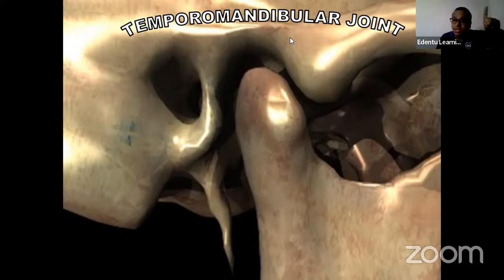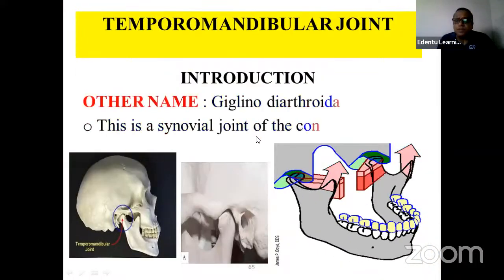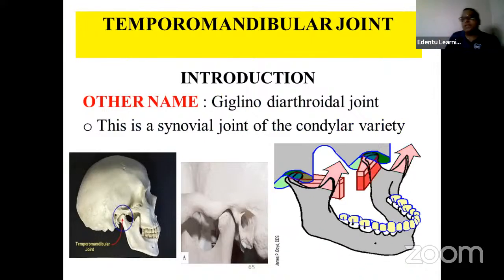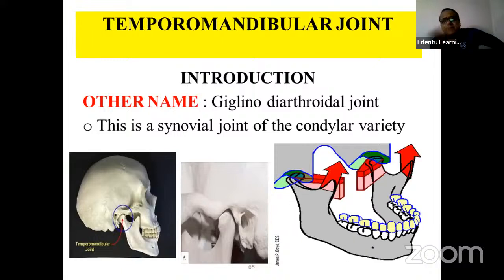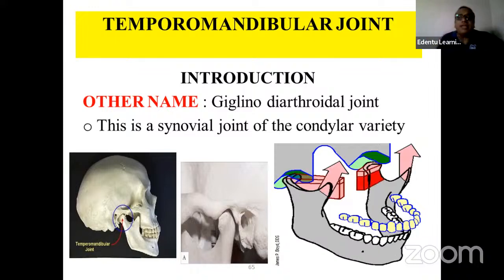Temporal, mandible joint. Temporomandibular joint. Right. So coming to the introduction, what are the other names of temporomandibular joint? See, we all have our nickname. Some will have Tinku, Chinku, Pinku, all common names will be there. Similarly, the other name for TMJ is ginglymo-diarthroidal joint, and this is a synovial joint of condylar variety. Synovial is the fluid, a protein fluid, which is there in the joint.